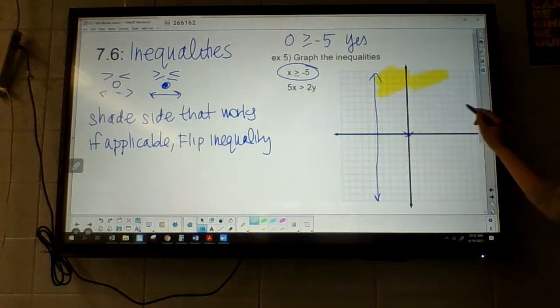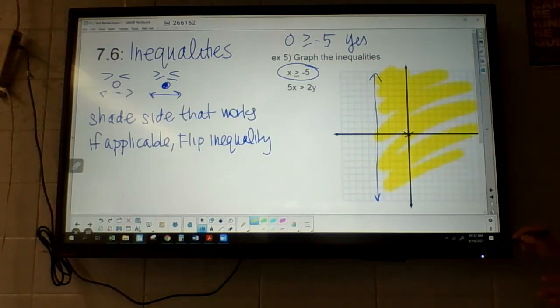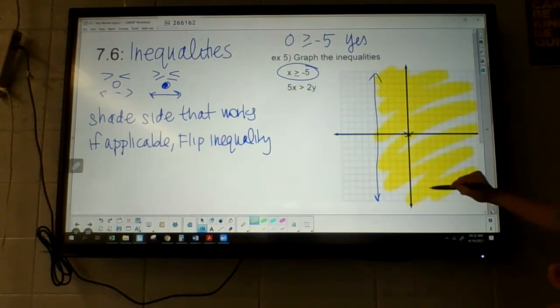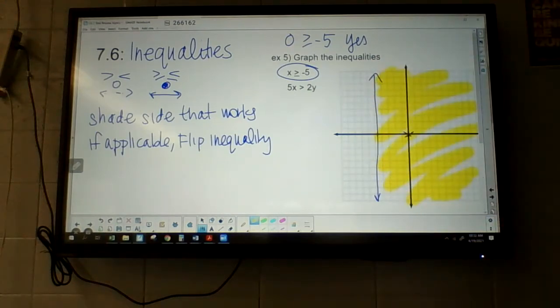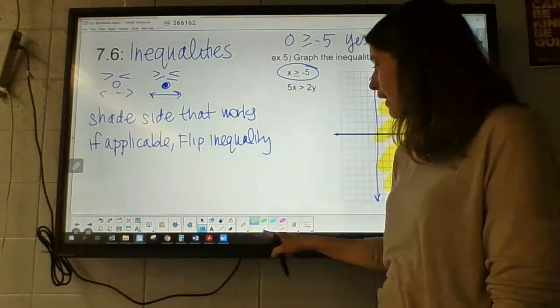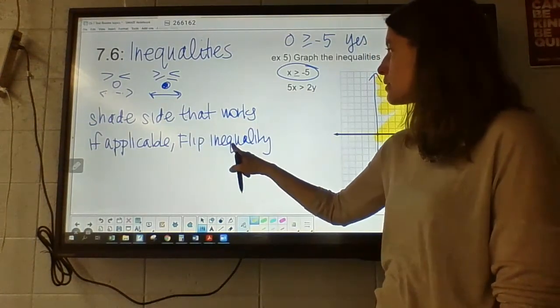Color over here, this whole section, all the way up to that blue line. I shouldn't have crossed it there, can't color between the lines. Looks like I failed kindergarten. But yeah, so I'm staying on this side of the line. Then I have to graph my other line as well. Switch pens here.